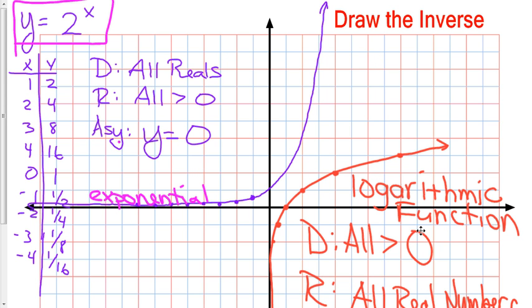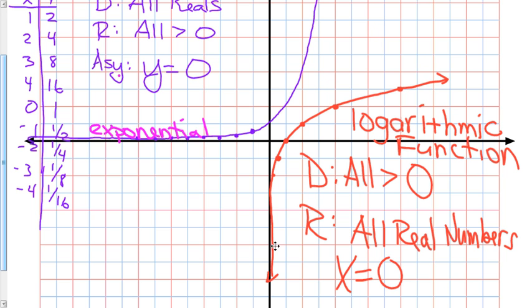On Wednesday, we started this lesson dealing with inverses of exponential functions, and we drew a couple of different exponential functions, and then we left this one here and drew the inverse of it, and found the inverse to be this particular function. The domain of that function is all x greater than 0, the range is all real numbers, and x equals 0 is the asymptote. This type of function, as we said right at the end of class, is called a logarithmic function.